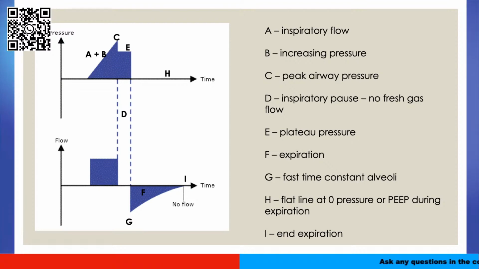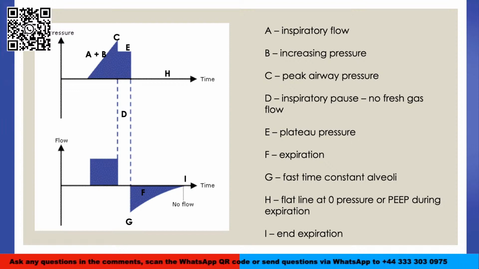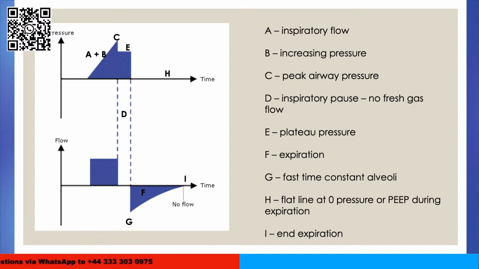And at G, you get an exponential curve below the baseline, which depends on the resistance and the compliance of the alveoli. The ones with fast time constants will empty first, and that is marked out by G. And then at point I, there is no further flow, and this represents end expiration.